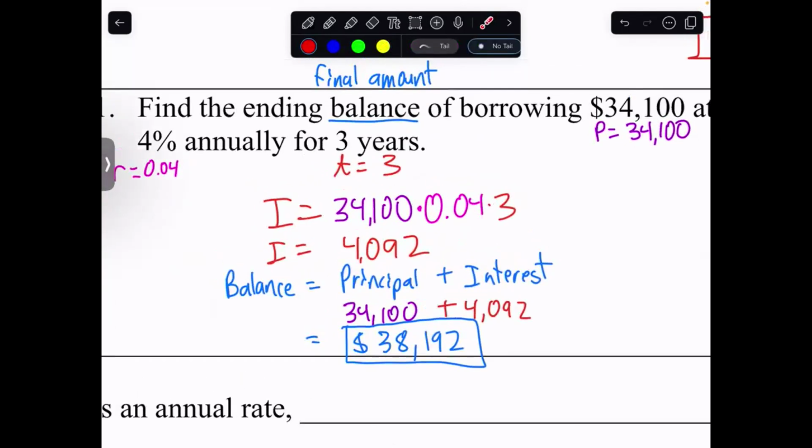Okay, so yeah, that'll be a big part of these money problems: identifying what part of the problem is being asked for. Some problems will just ask for the interest and you stop here. In this case, you are asked for the balance, so you need to find the total amount. So you still pay the original principal back, but you also pay the extra interest. So you add those together to get the balance.